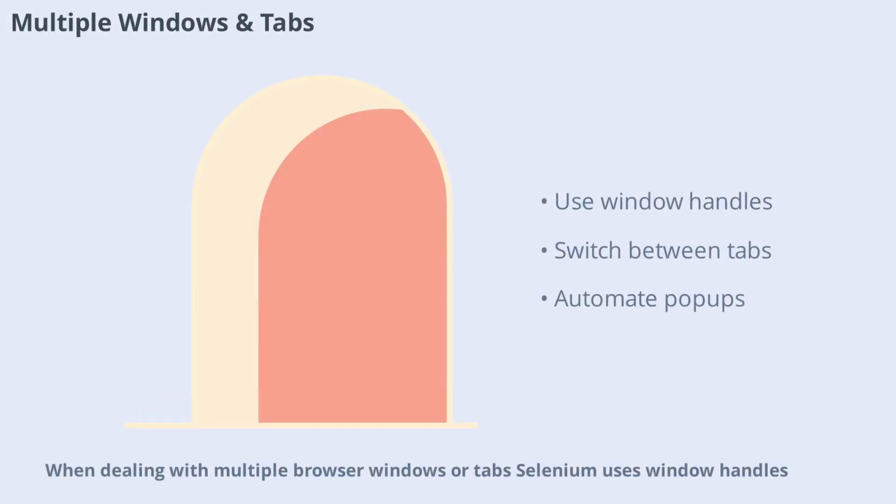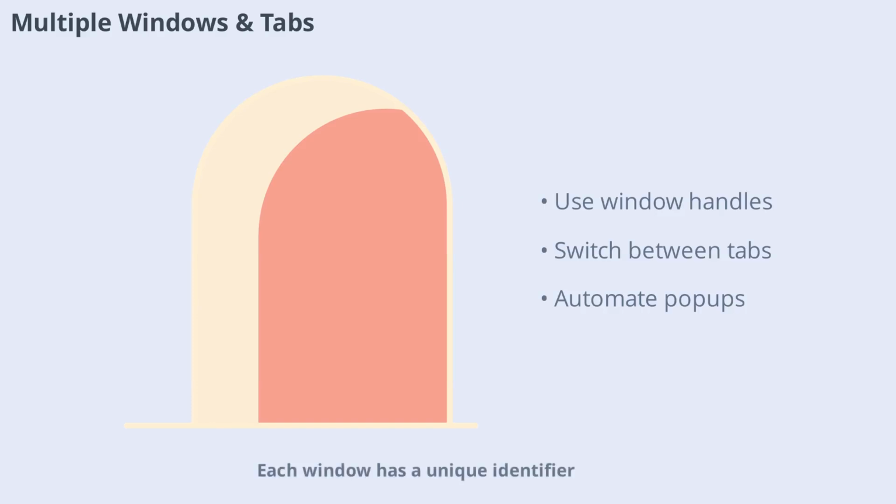When dealing with multiple browser windows or tabs, Selenium uses window handles. Each window has a unique identifier, allowing you to switch between them as needed. This capability is crucial for automating workflows that involve pop-ups, new tabs, or multi-window navigation.